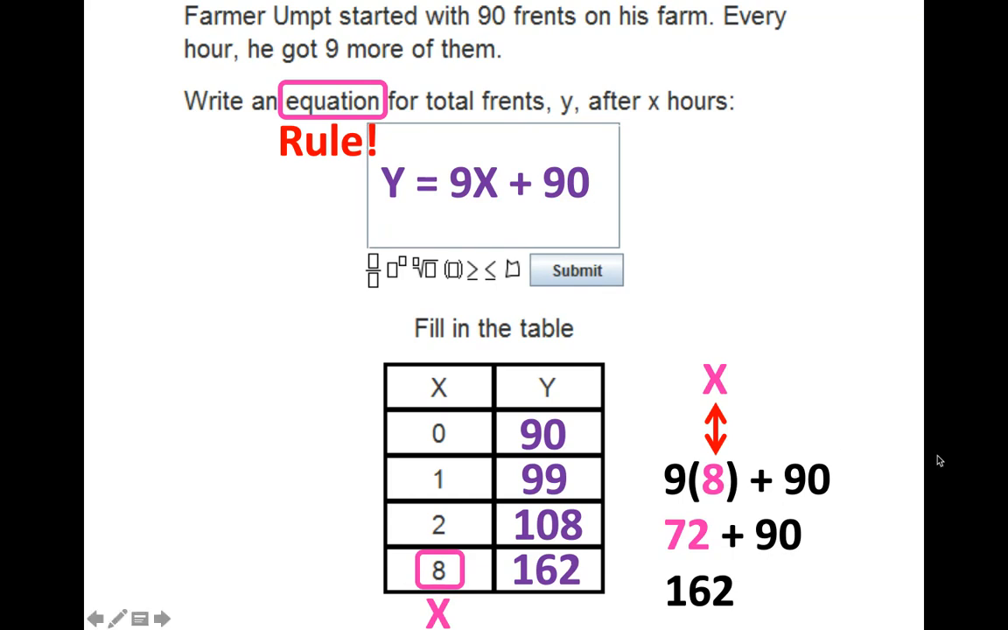So it's 9 because it's every hour. And then we add to that what the starting amount was. What was the starting amount? We started with 90. So we added the 90. And that's the rule. So Y equals 9X plus 90.